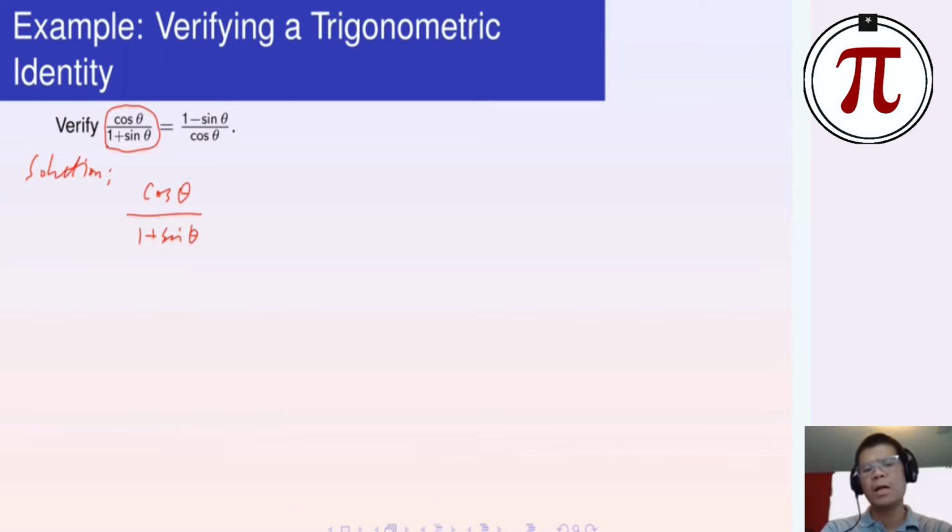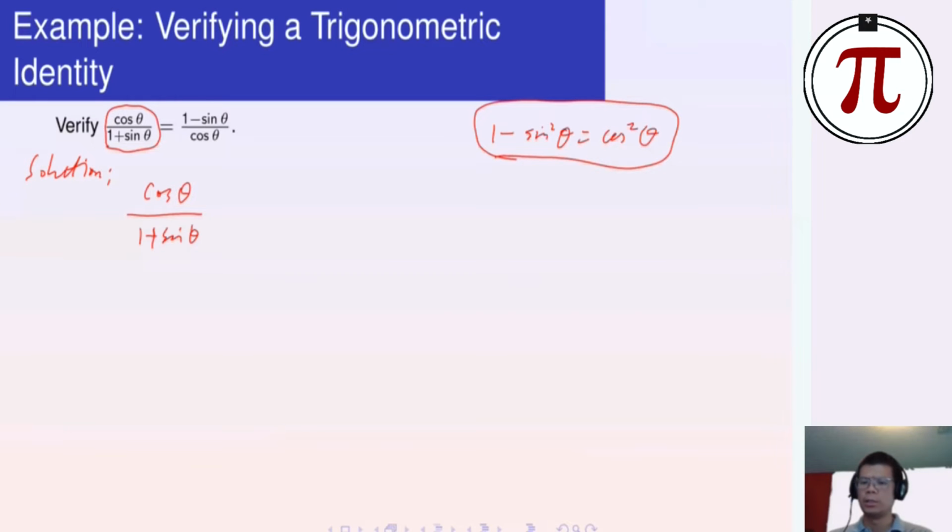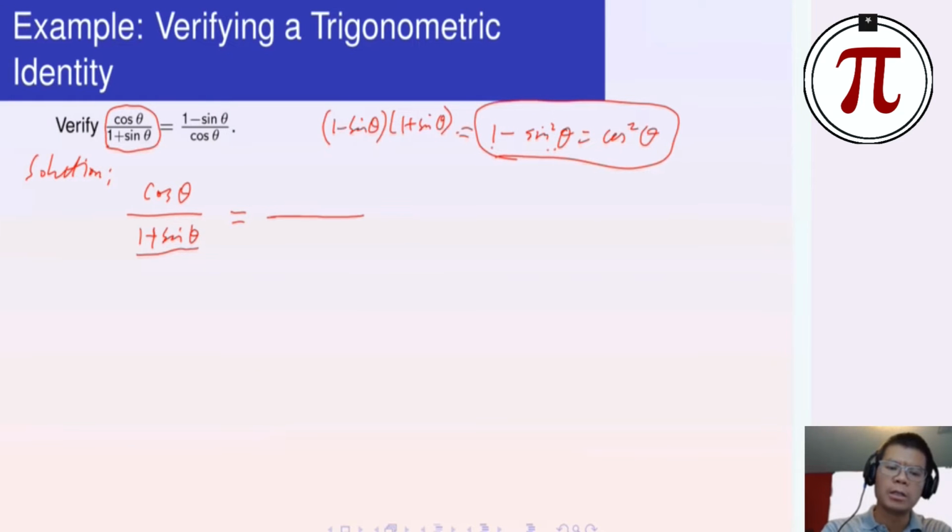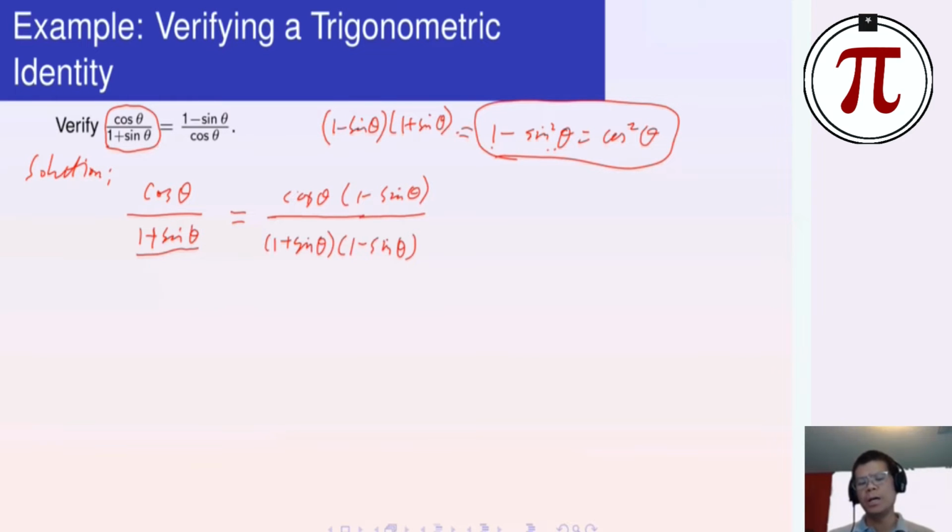Now, whenever you got something like 1 plus sine or 1 minus sine or 1 plus cosine or 1 minus cosine, you immediately think of certain things, like 1 minus sine square theta equals cosine square theta. That's the Pythagorean identity, right? Sometimes it will help. But this one is usually what? It's a difference of two squares. So it is 1 minus sine and 1 plus sine, right? So one thing you want to do is change this summation into a square. What you want to do is multiply 1 plus sine by 1 minus sine. Basically, what we did is just multiply 1 minus sine on the top and bottom.